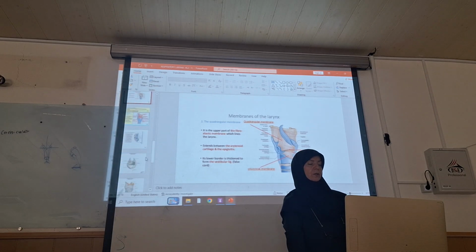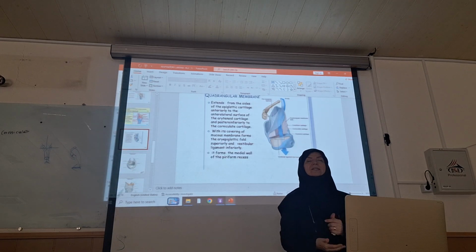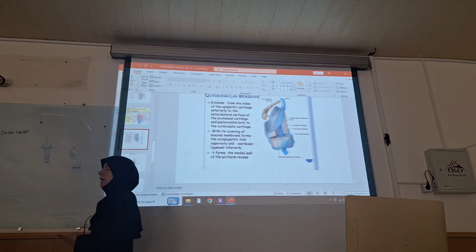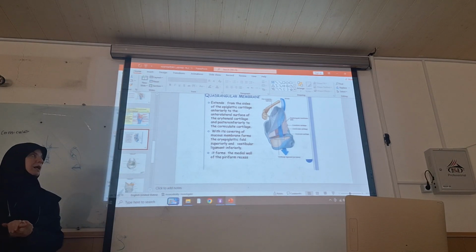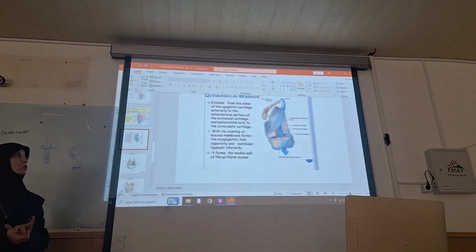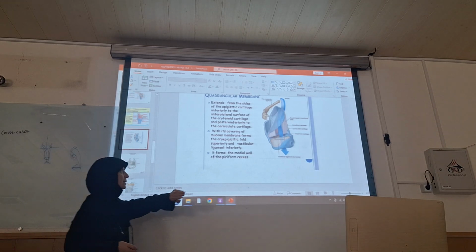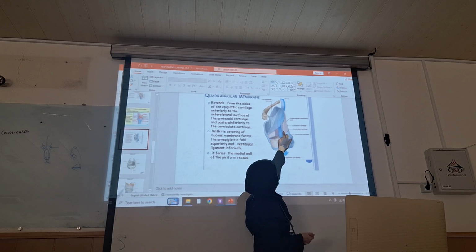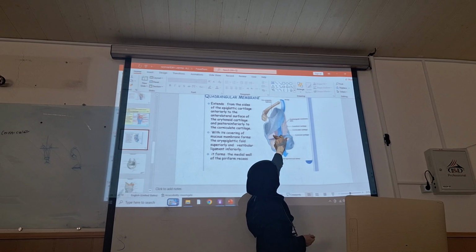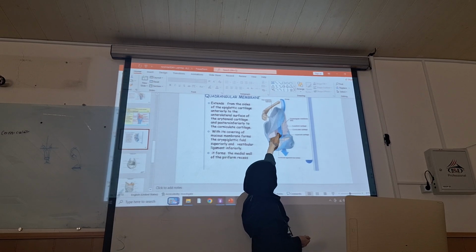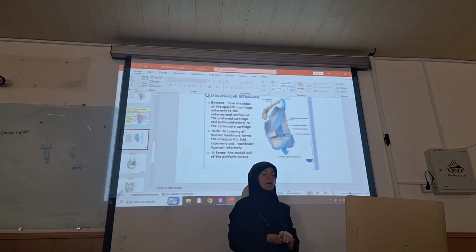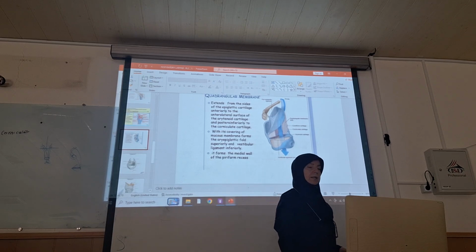Now I change the picture. Look at this picture. It shows you the lumen of the larynx. To show you the lumen of the larynx, we removed this quadrangular membrane. We removed this part to show you this arrow. This arrow indicates the lumen of the larynx.